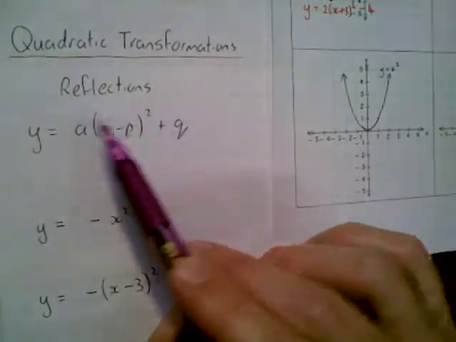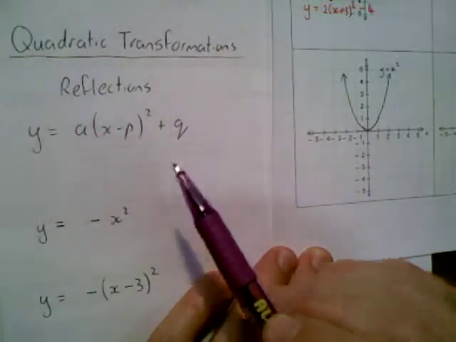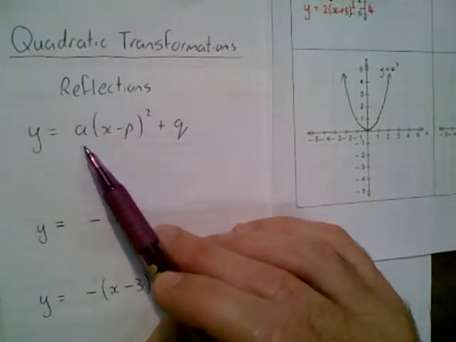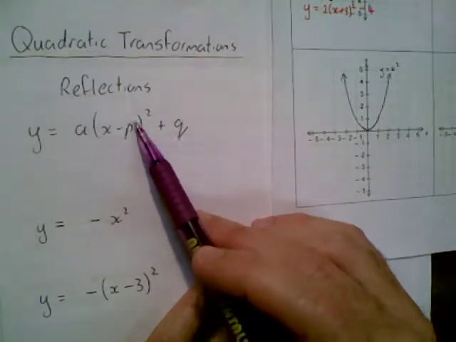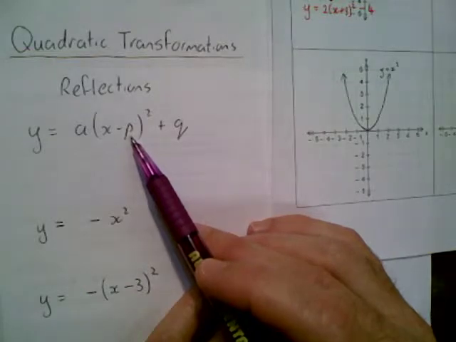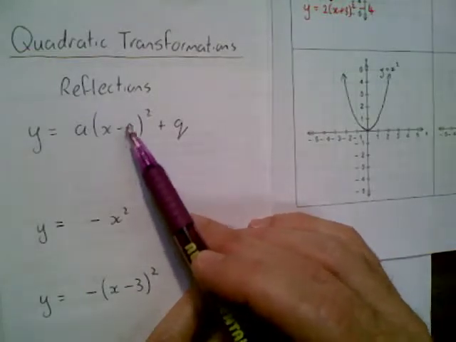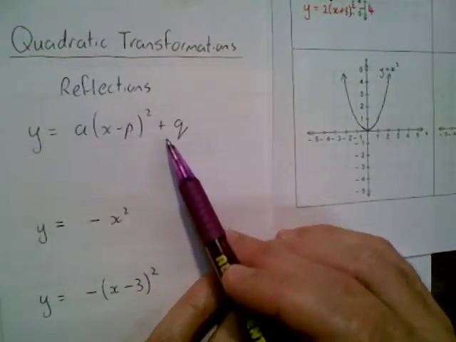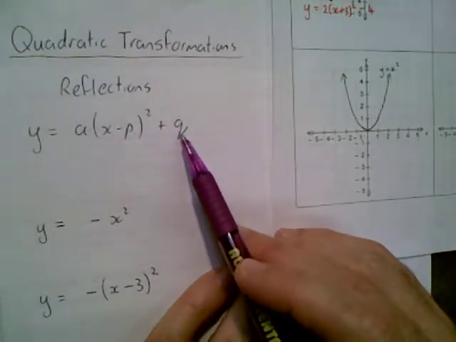Going back to our general turning point form of the equation, we've got a outside of (x take p) all squared. Remember the p value here is the translation or slide left or right, where we have to change the sign or the direction of that slide. And the plus q is the translation or slide up or down.